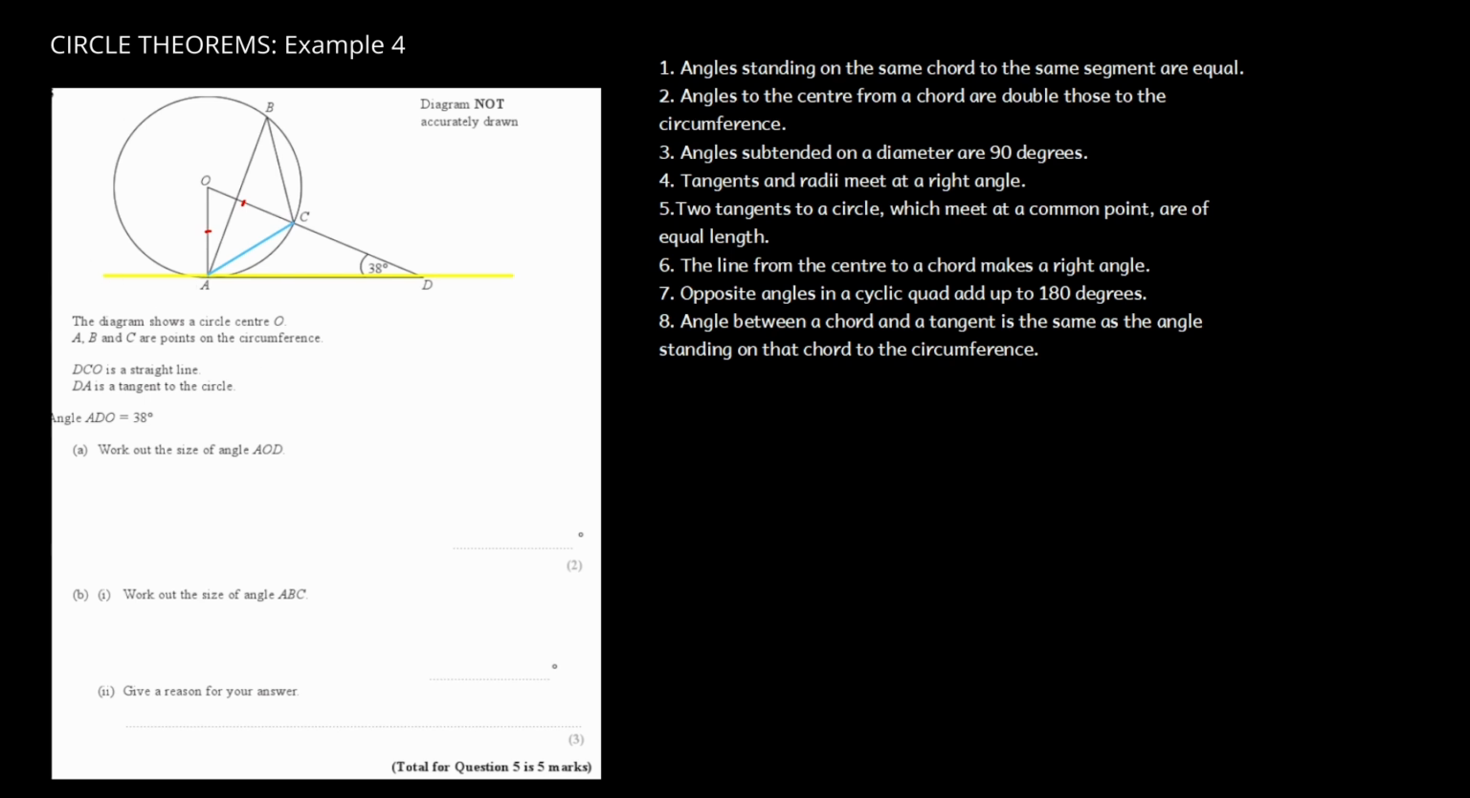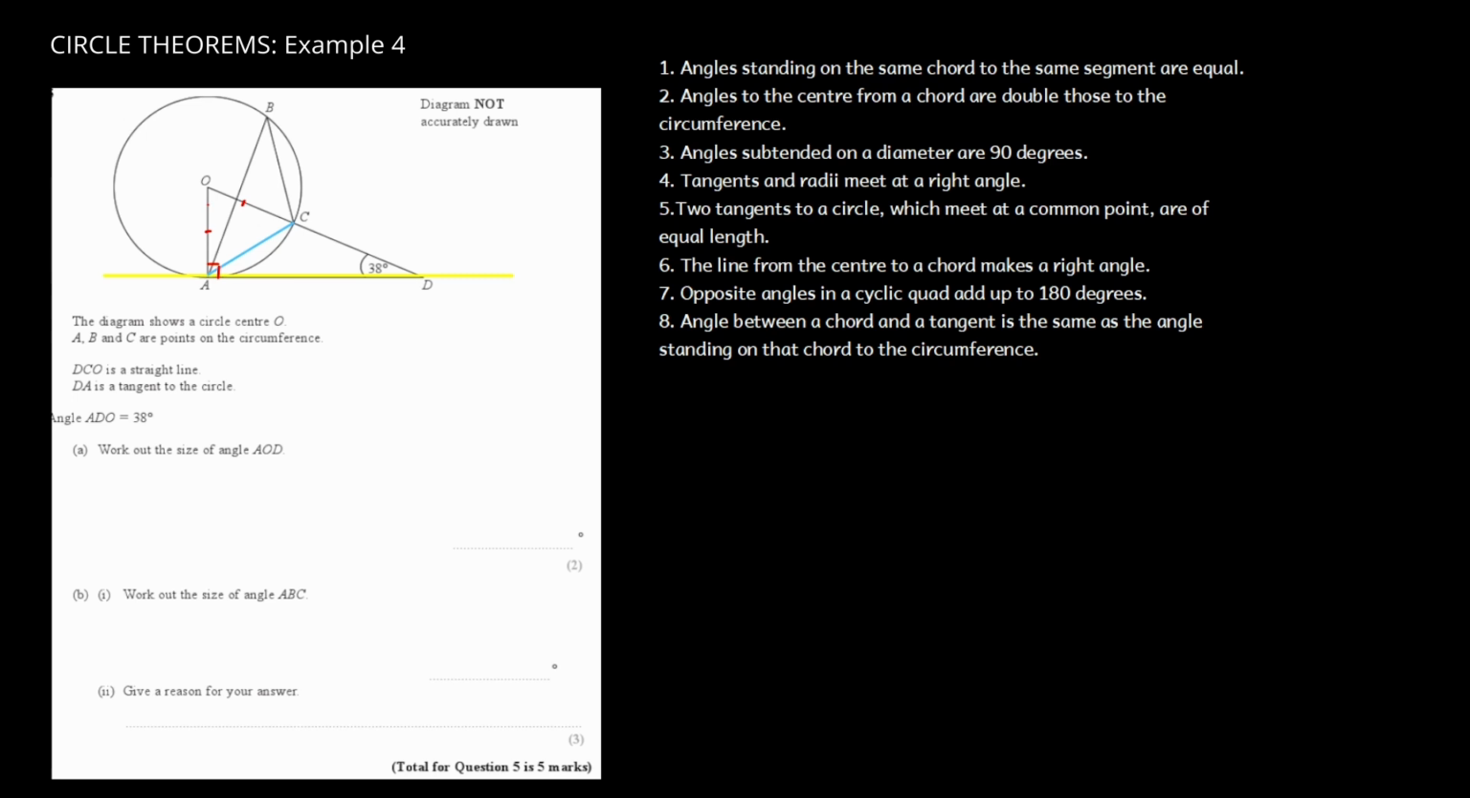Okay, let's have a look. With a tangent, you can see that we've got a radius attached to that tangent, meeting at the same point A, and Rule 4, or Theorem 4, says that tangents and radii meet at a right angle. So we can pop this in here as a right angle. Well, we're home and dry, effectively, because the triangle OAD is a right angle triangle now.